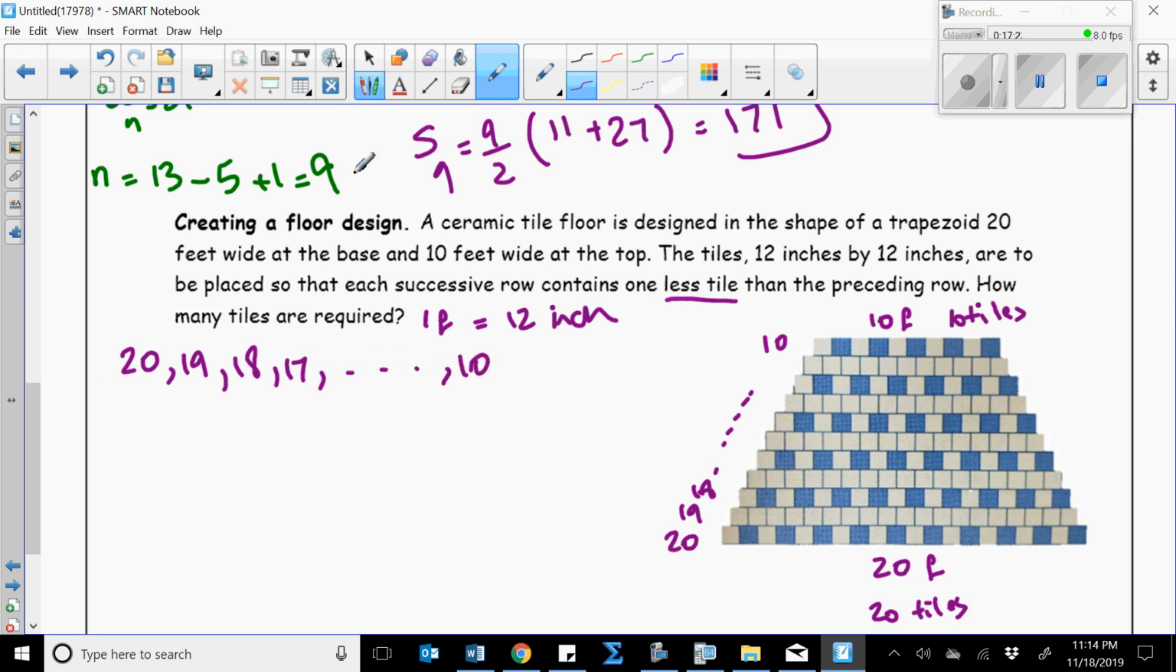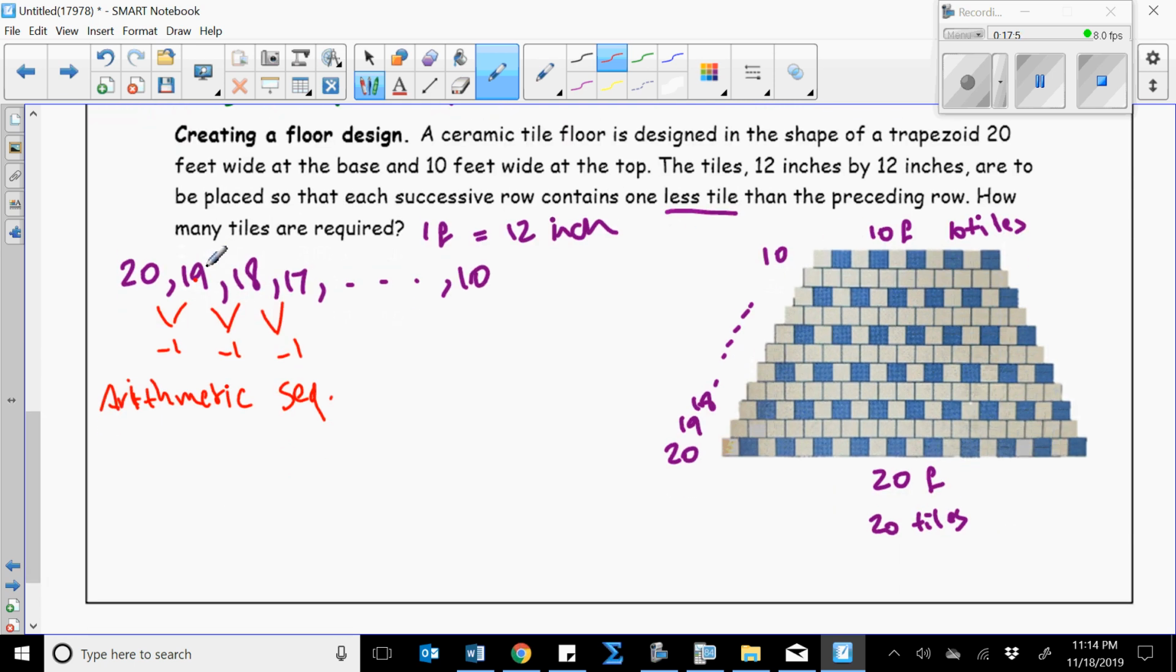So what kind of sequence do I have? 19 minus 20 is -1. 18 minus 19 is -1. This is -1. So each time I'm subtracting 1 from each term to get to the next one. So I have an arithmetic sequence. Now, how many tiles are required? That means you need to find the total number of the tiles. So we need to find the sum of this sequence.